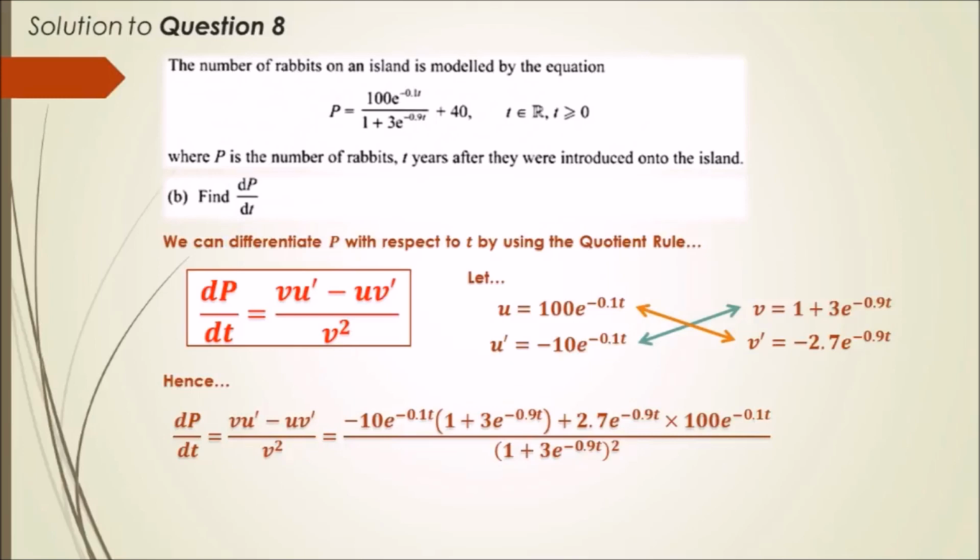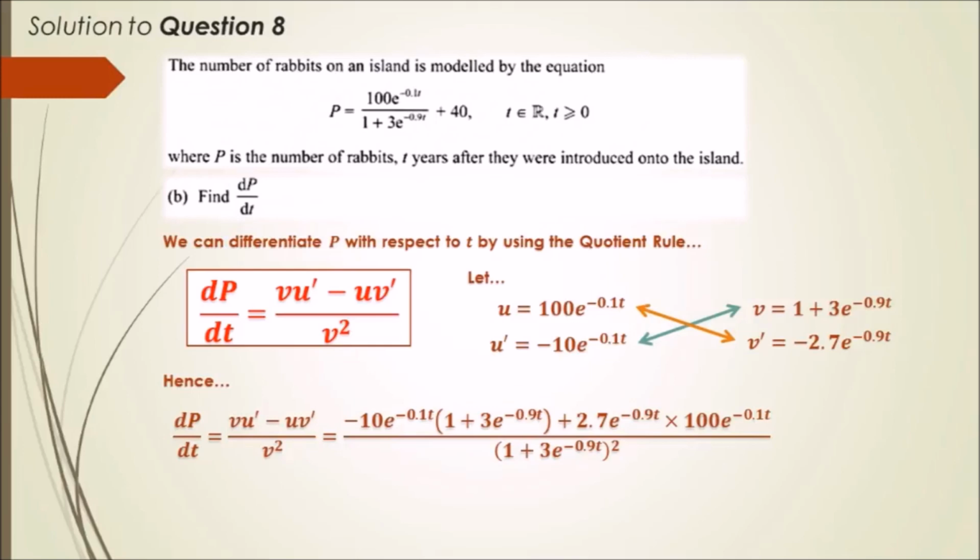Then I times this against u, which is 100e to the power minus 0.1t. And literally smash this all over v squared. And v squared is just 1 plus 3 times exponential, all to the power 2. And literally this is the end of the answer. Now all that you're probably expected to do is just tidy the top line.